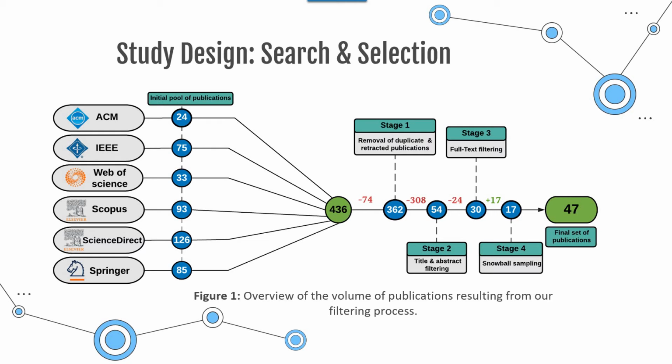The third stage involves full-text analysis of each selected publication. Using our inclusion and exclusion criteria, we retain only 30 publications. In the last stage, we performed forward and backward snowballing, resulting in 17 publications. Therefore, we ended up with a final set of 47 publications.